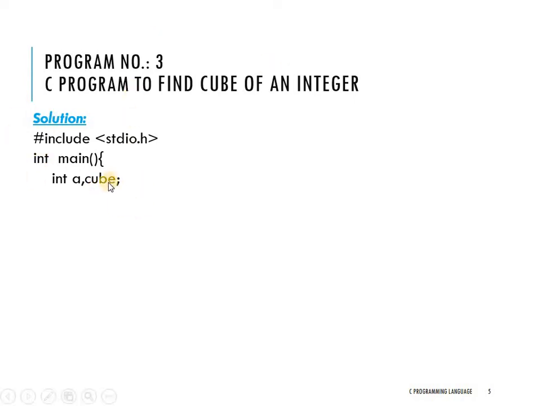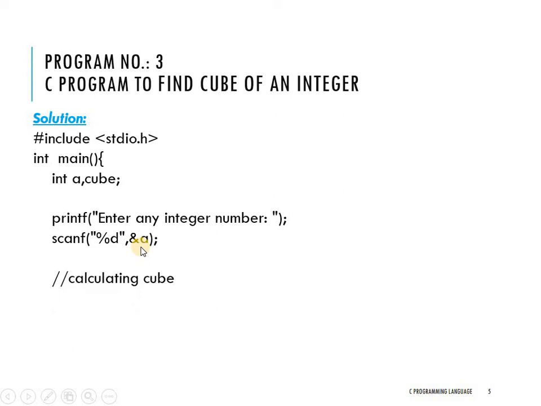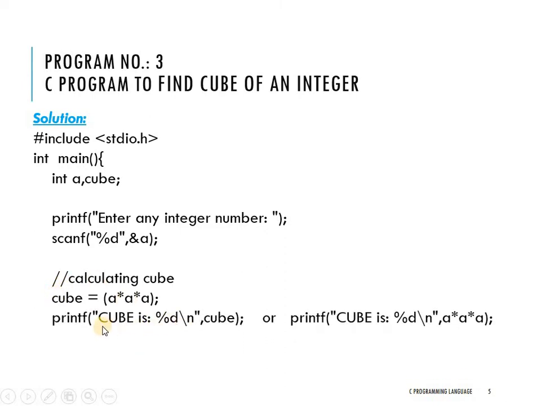So the cube answer will be stored in the cube variable. I have declared two variables, and then I am going to get the input from the user. So enter any integer number. We will get it through scanf %d, ampersand A, and then I am going to calculate the cube value. So cube equal to A cube. A cube is A into A into A. The answer of A cube will be stored in cube, and then we display it using the printf function with the help of the cube variable. This is one way.